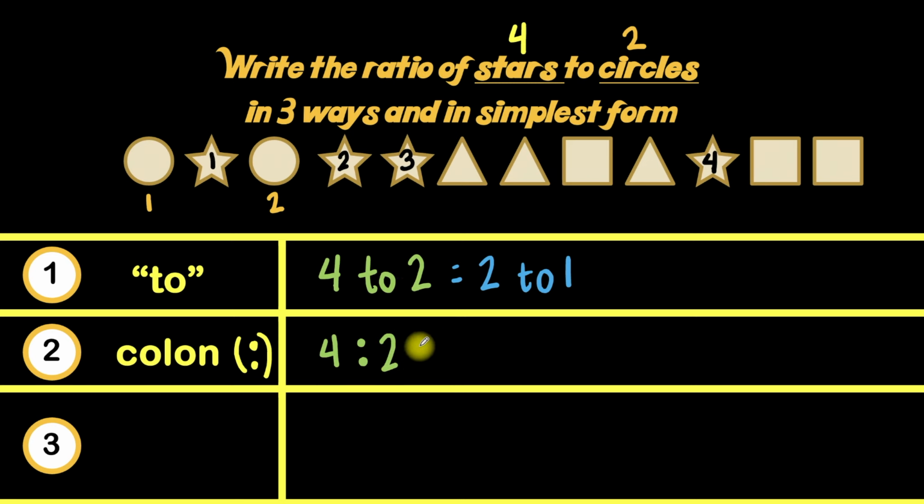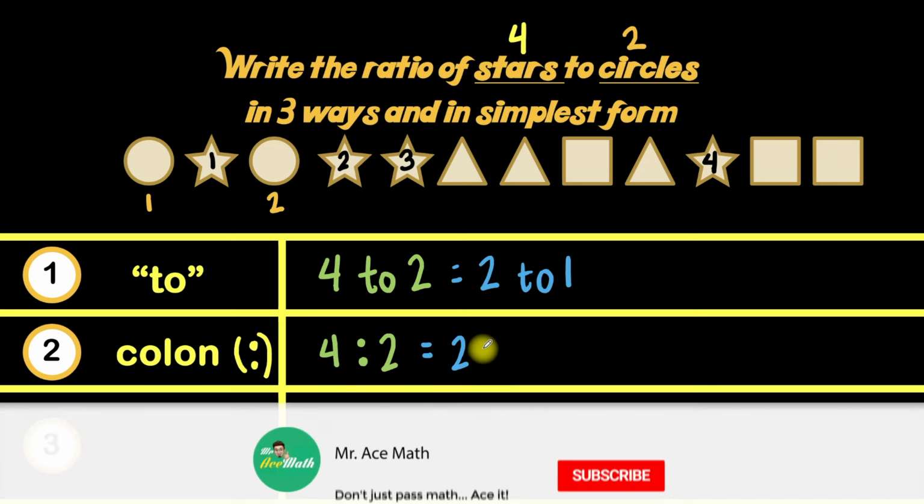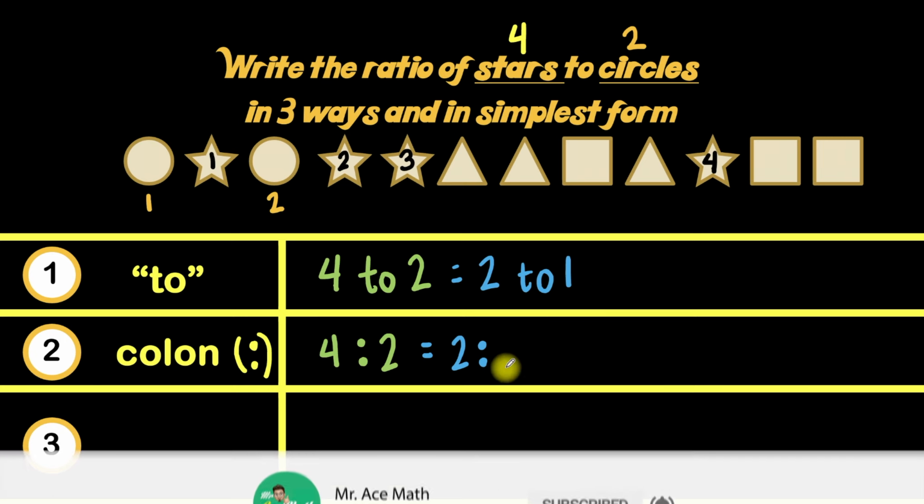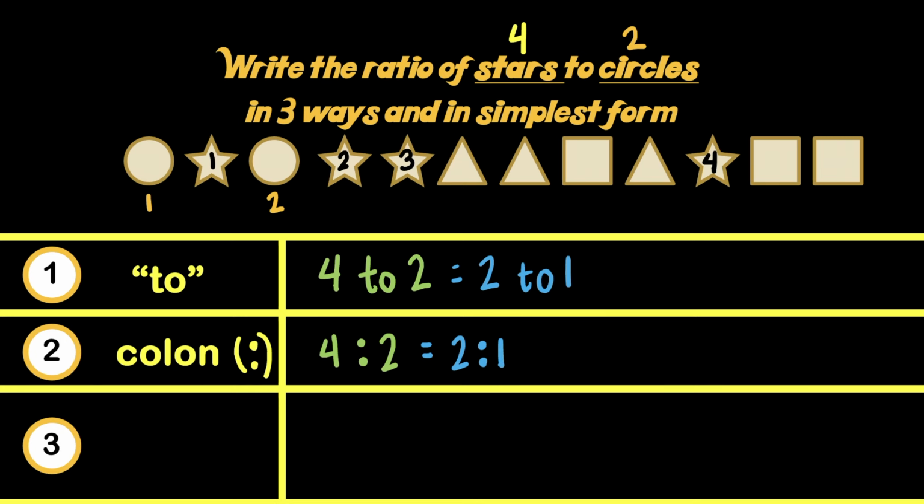Now this will simplify the same exact way. So we're still going to write it as equal to 2. Instead of the word "to," we're going to write the colon, and then we'll just write the number 1. Here's an important note: even though you're writing it with the colon, you would still read it as 2 to 1.